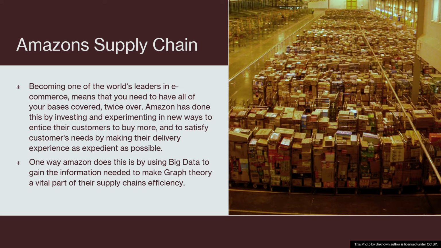Becoming one of the world's leaders in e-commerce means that you need to have all of your bases covered twice over. Amazon has done this by investing and experimenting in new ways to entice their customers to buy more and to satisfy customers' needs by making their delivery experience as expedient as possible. One way Amazon does this is by using big data to gain the information needed to make graph theory a vital part of their supply chain's efficiency.